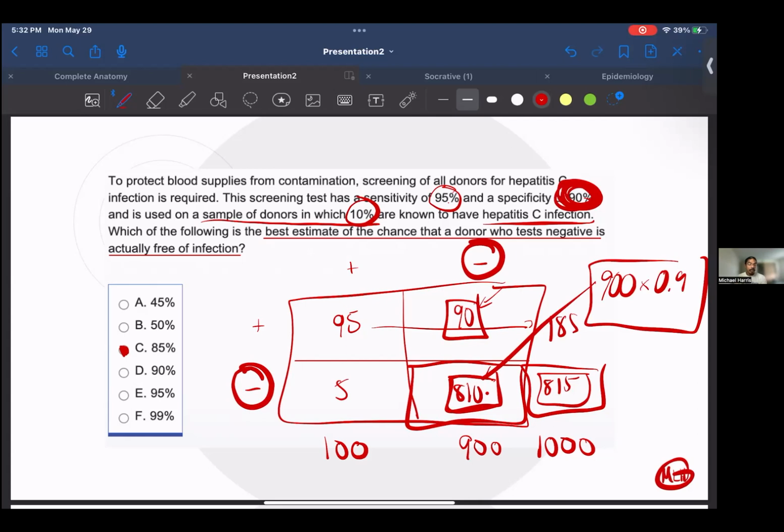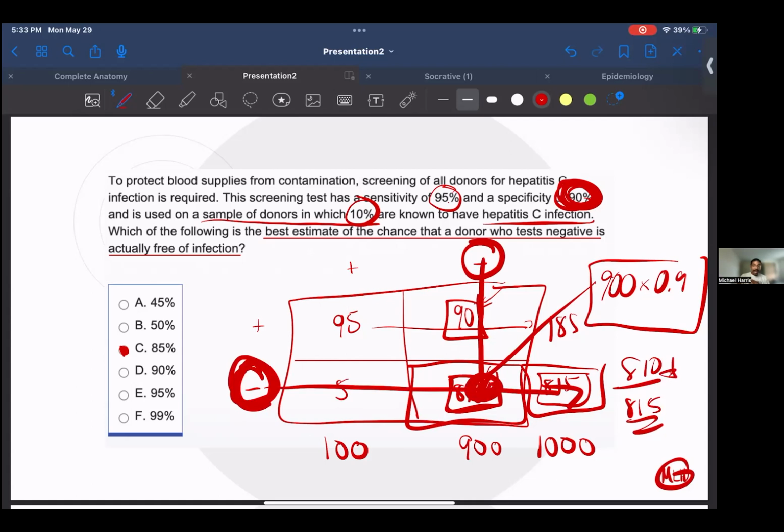And you use 810 in the question because this patient's already negative. Okay? If this patient's already negative, you're using these brackets. And then they want to know, if I test negative on the test, am I truly negative? Which is why you move down and they intersect here at 810. So then it's 810 divided by 815. Does that make sense? And that's why you use 810.